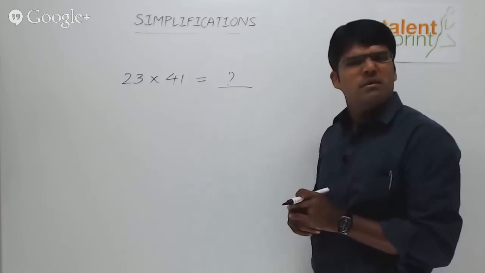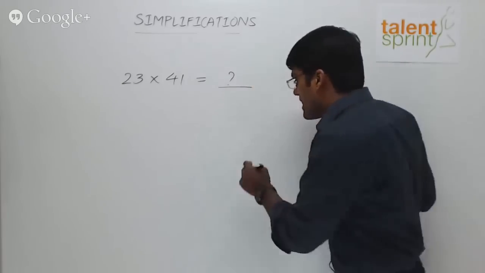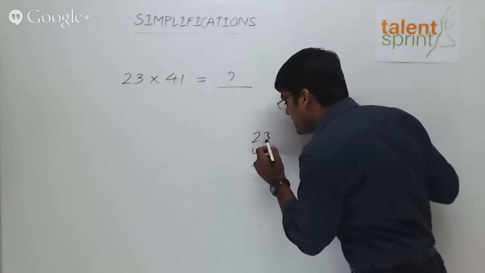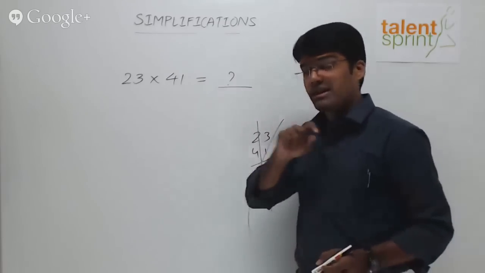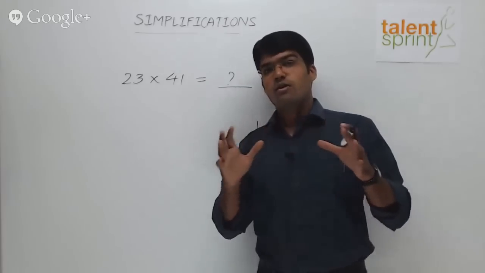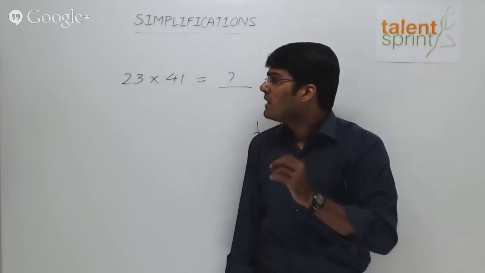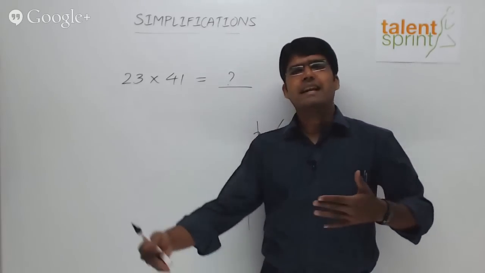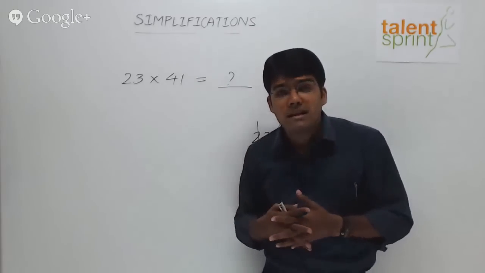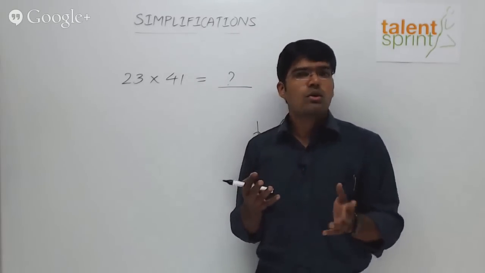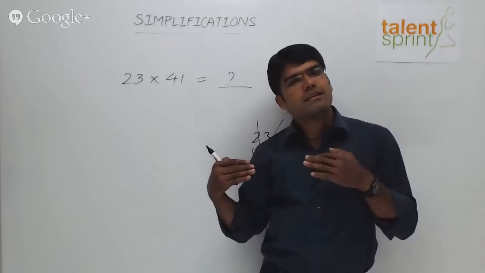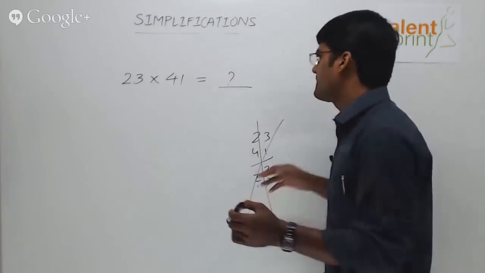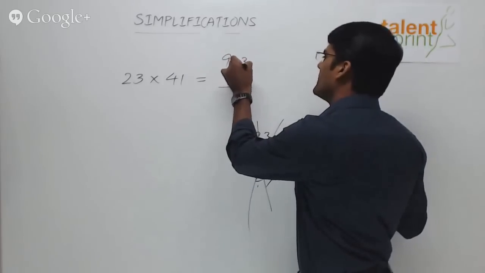So 23 into 41. What is 23 into 41? How do you multiply? Don't start doing this: 2, 3, 4, 1, 3 ones are 3, 1 two is 2. This drama is not required, right? Oral calculation, mental calculation. You have learned this in the speed maths video. 23 into 41. Take it 40 times, then take it one time. What is 23 into 4? 92. So 23 into 40 will be 920. Then 23 into 1 will be 23. 920 plus 23 will be 943. So the answer here has to be 943.